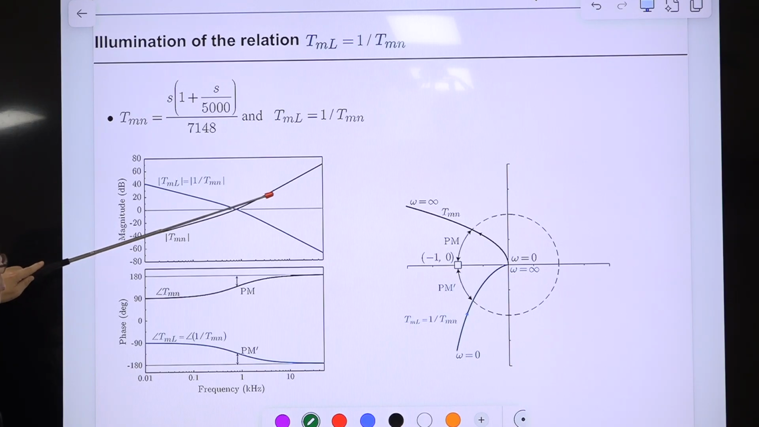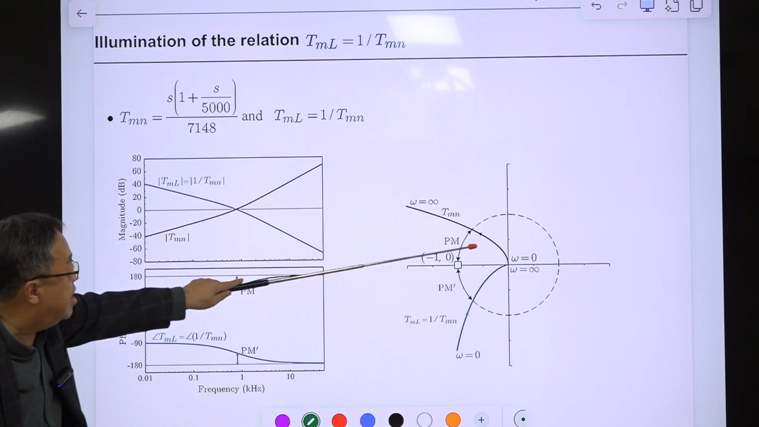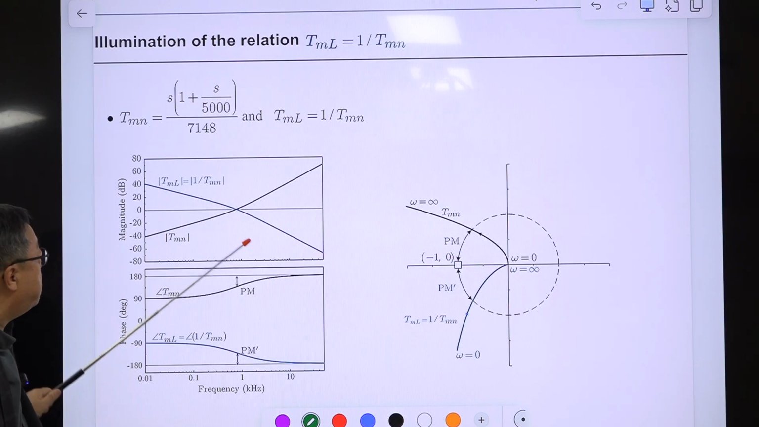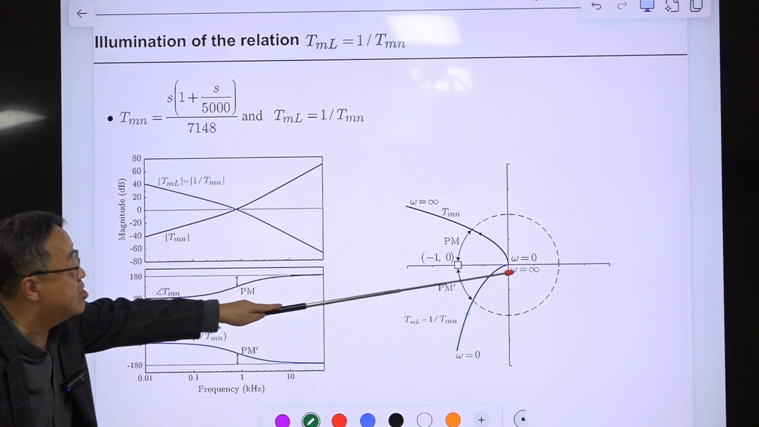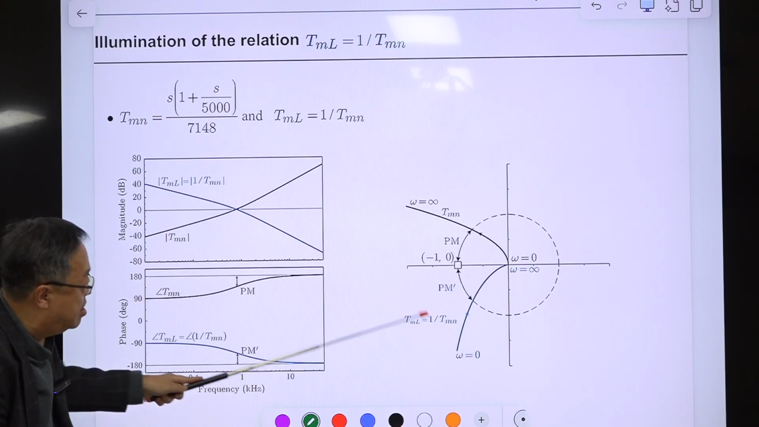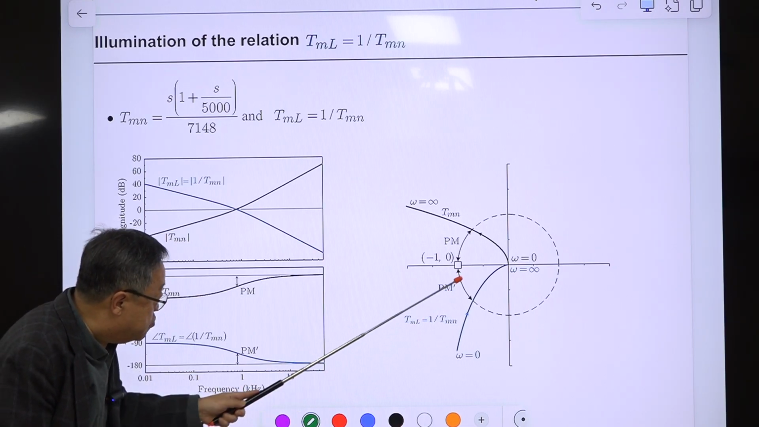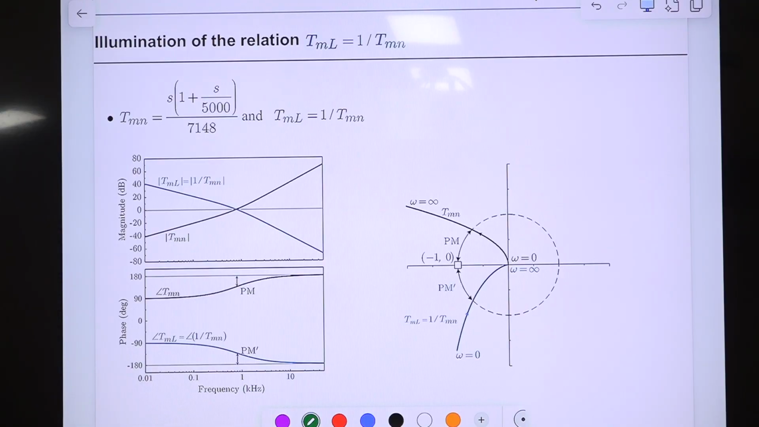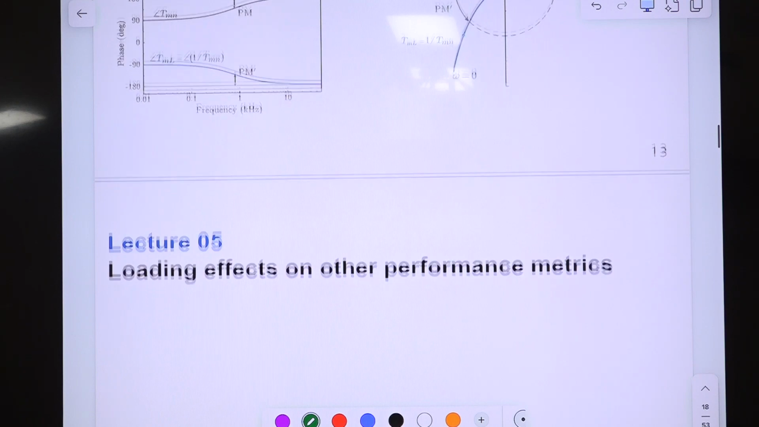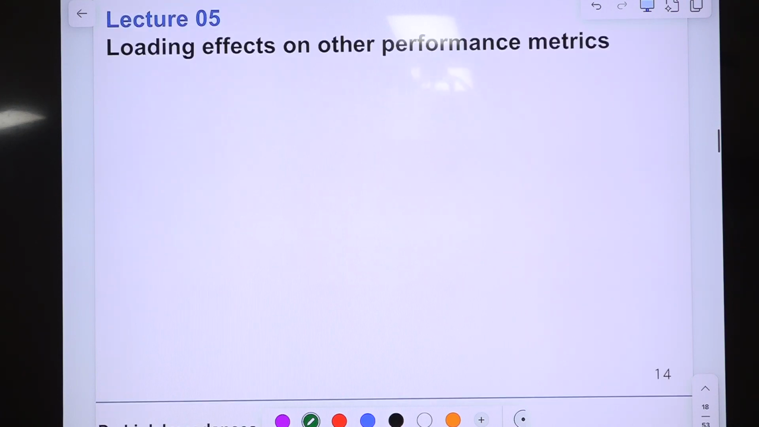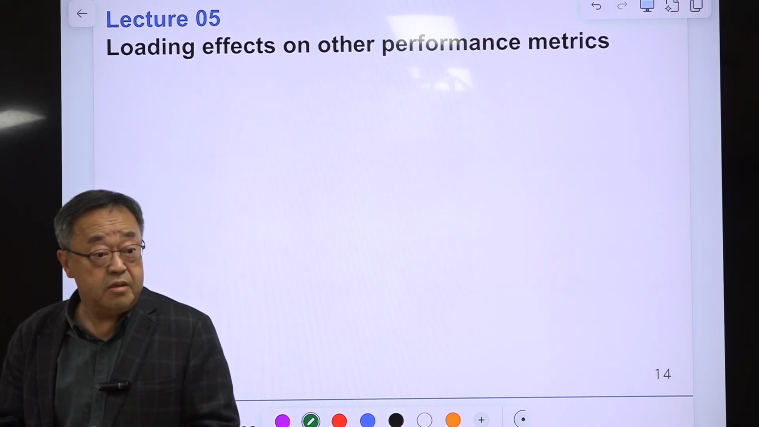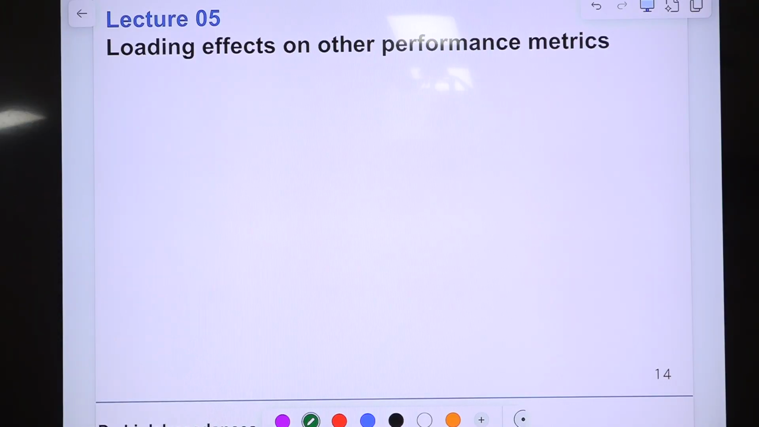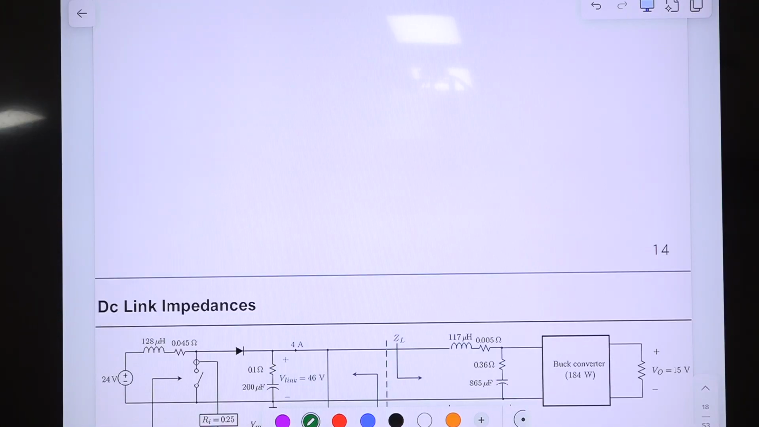TML magnitude is decreasing, and TMN magnitude is increasing. So it goes out from the origin and it moves to the origin. Understand this, right? Understand it and believe this. Believing is important. This is true. You cannot make any counter example of this.